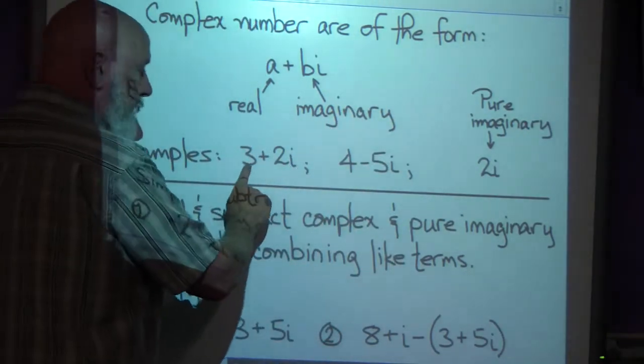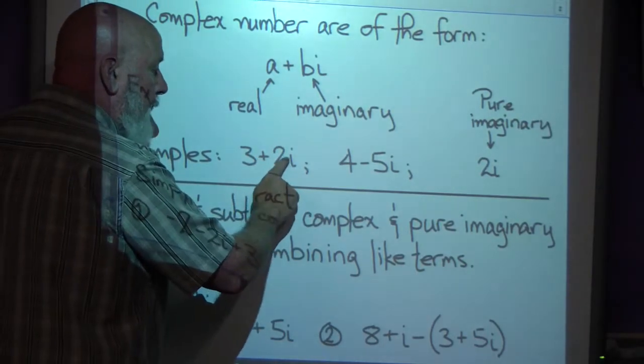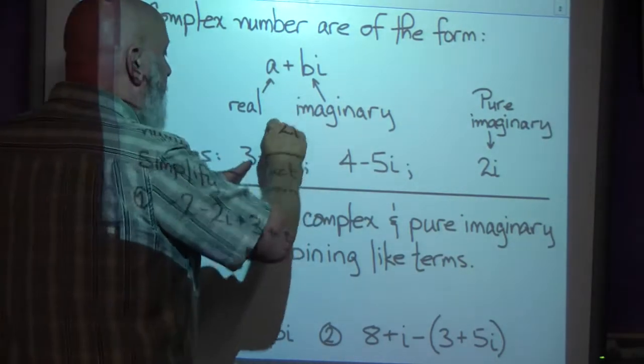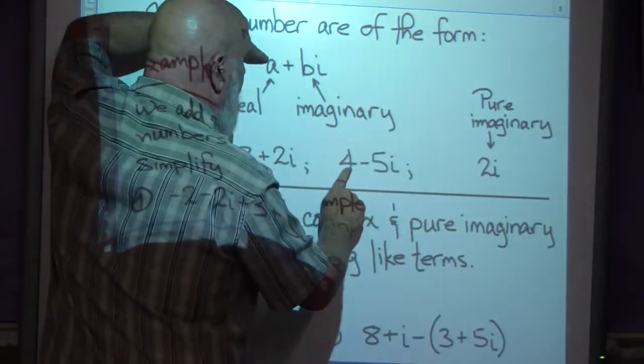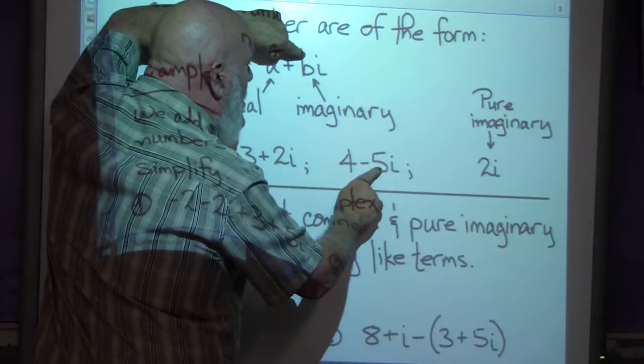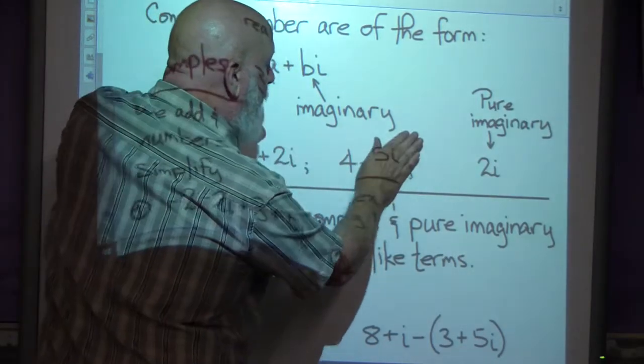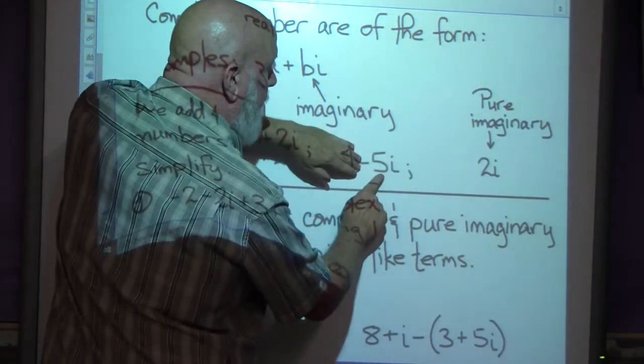Here are some examples. 3 plus 2i, a plus bi: a is 3, b is 2. Here's another example. 4 minus 5i: a is 4, b is negative 5. Okay, so here's my real part, here's my imaginary part.